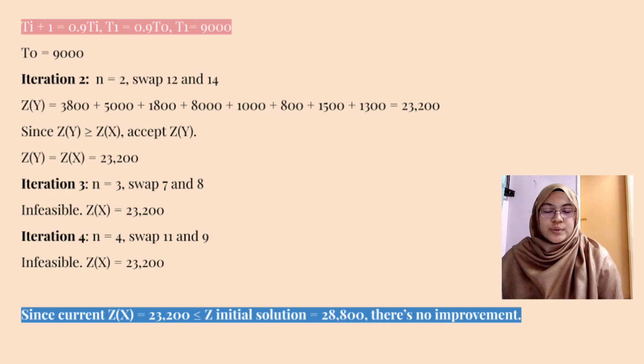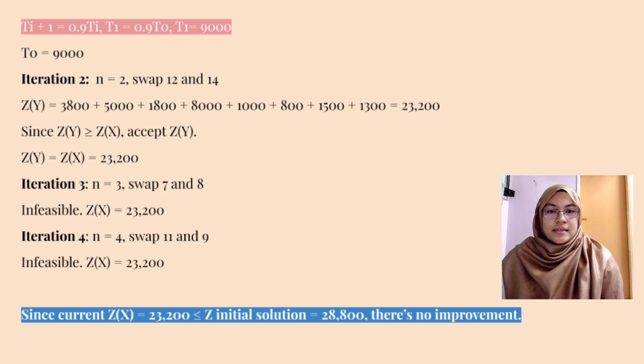For iteration 3, we swap items 7 and 8 and we get an infeasible solution, and in iteration 4, we swap items 11 and 9 and we also get an infeasible solution. Since the current Z value, 22,200, is smaller than the value in the initial solution, that is 28,800, there is no improvement using this method.